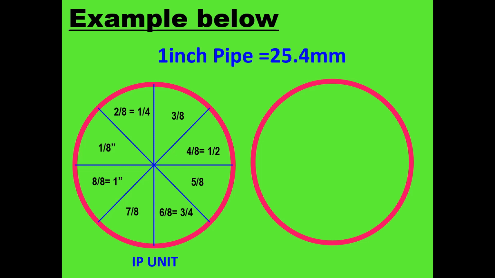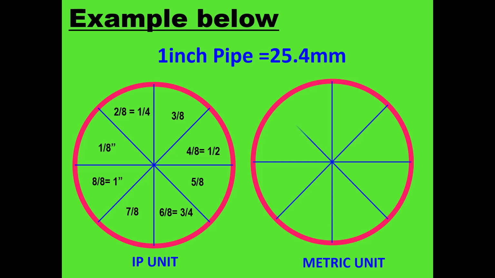First step, divide this circle into 8 sections: 2, 4, 6, and 8. The first section starts from 3.2 millimeters. As I mentioned earlier, 1/8 inch equals 3.2 millimeters. Next one is 6.4 millimeters, then 9.6 millimeters, next 12.8 millimeters, and next 16 millimeters, followed by 19.2 millimeters. Next 22.4 millimeters, finally 25.4 millimeters, which equals 1 inch.